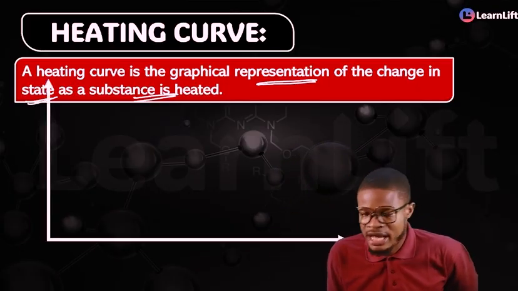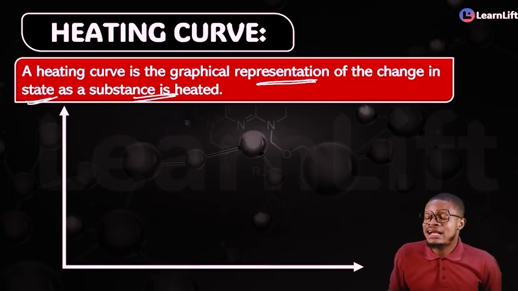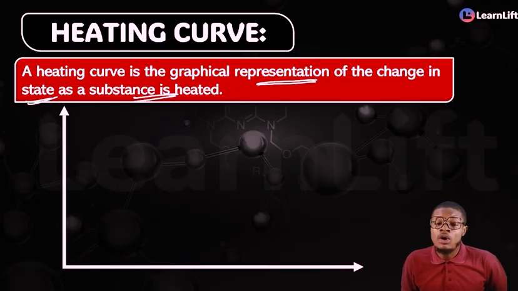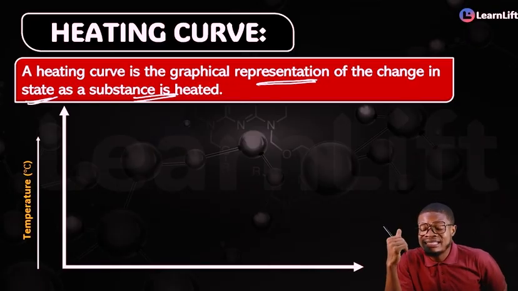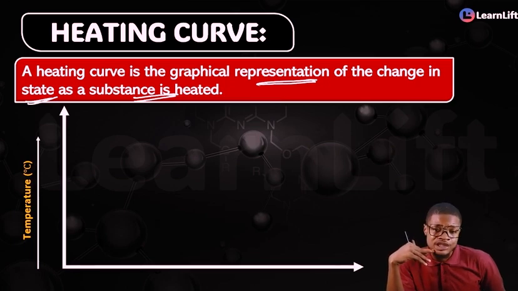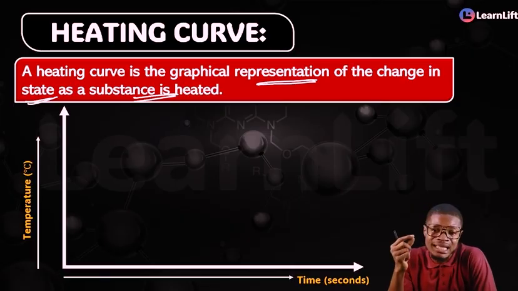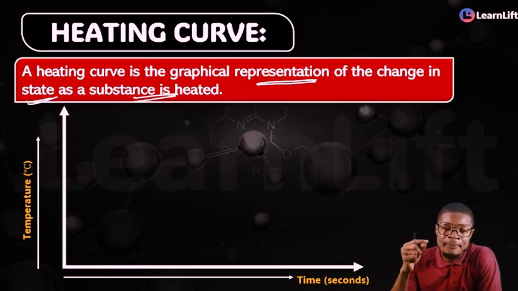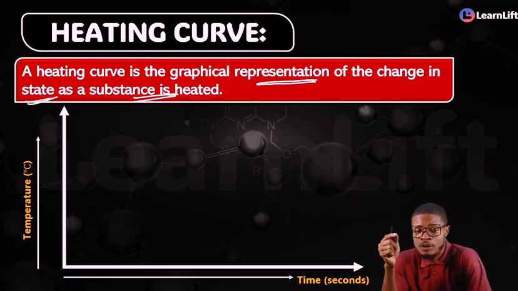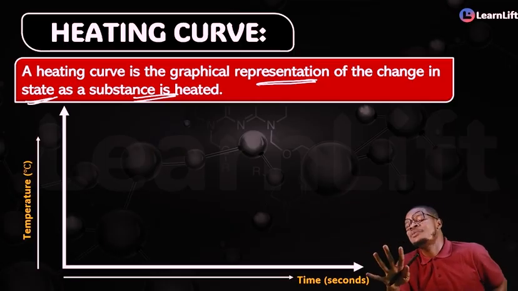Let's say, for example, we have something of this nature. You can see your y-axis and your x-axis. On your y-axis, let's say that's where we have temperature in degrees Celsius. But on the x-axis, we have time in seconds. So we are taking record of time as against your temperature in degrees Celsius. Now follow me from here very fast.